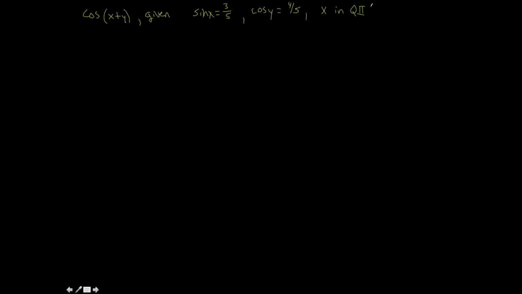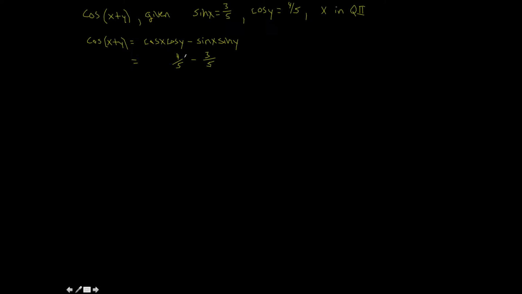Now look back, make sure you know what your formula, what your identity states. Your identity states that the cosine of x plus y equals the cosine of x, cosine of y, minus the sine of x sine of y. Now this is great. I already know what sine of x is, and I already know what cosine of y is.